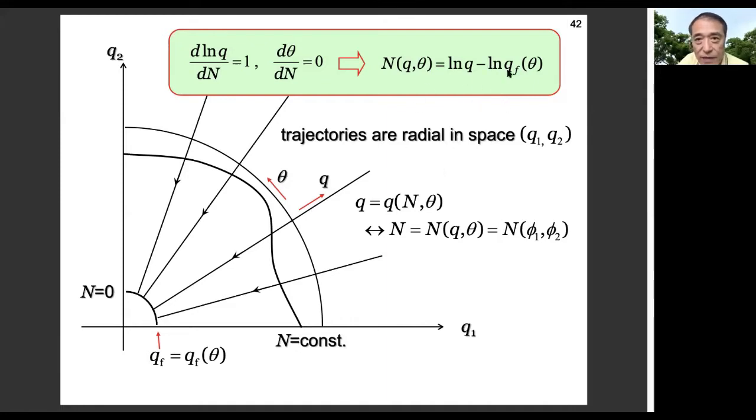But anyway, in terms of the number of e-folds, this is the expression you will obtain from solving the background equations of motion. Once you have this, it's very easy to compute delta n. You just make fluctuations in q and fluctuations in theta, and these are the initial conditions at a certain time, backward in time.